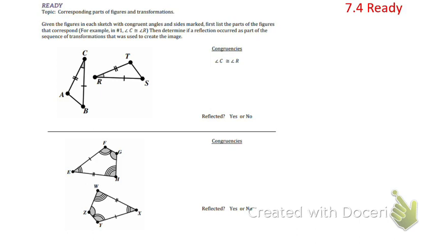that's an angle. And then once we've done that, we're going to determine whether reflection was used in the sequence of transformations. Or can it just be a rotation or translation? So we want to lastly figure out whether reflections had to be used.